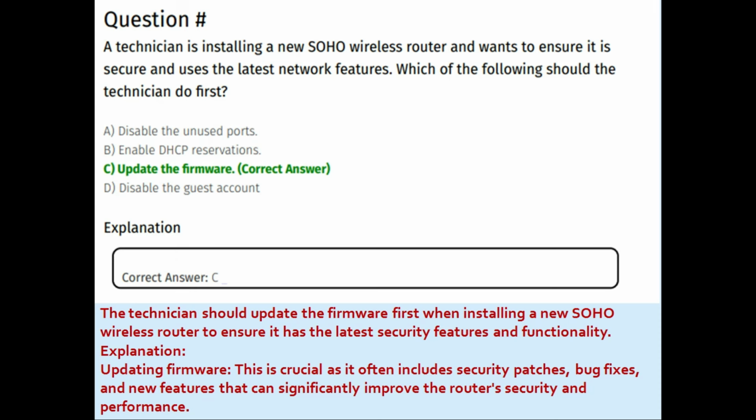So let's check the explanation. Updating the firmware is crucial as it often includes security patches, bug fixes, and new features that can significantly improve the router's security and performance. That's why the correct answer is C, update the firmware.